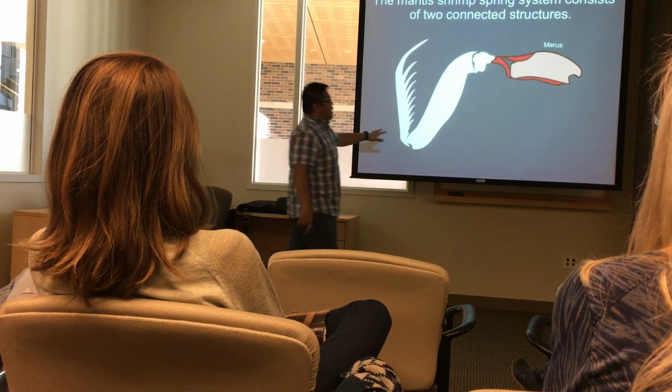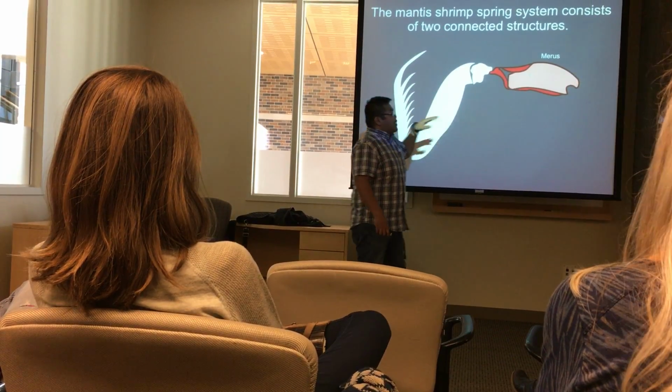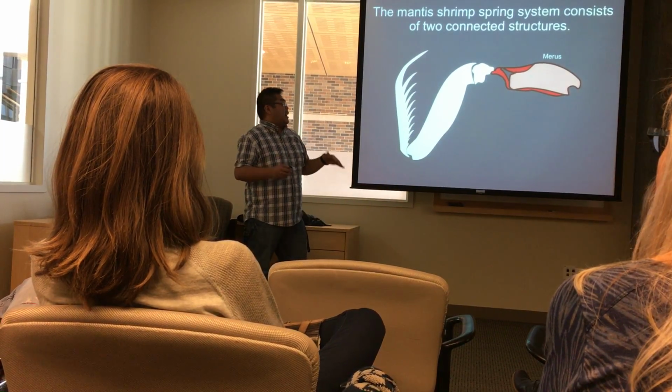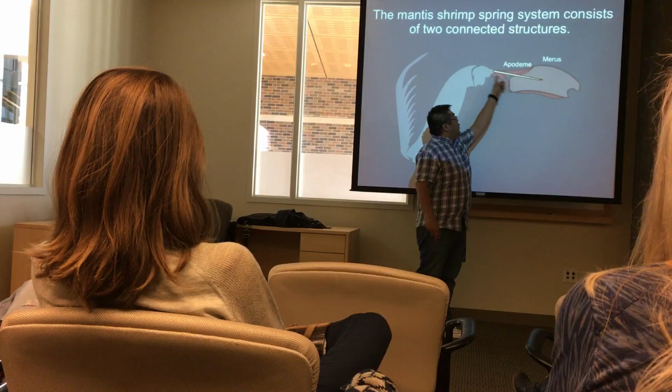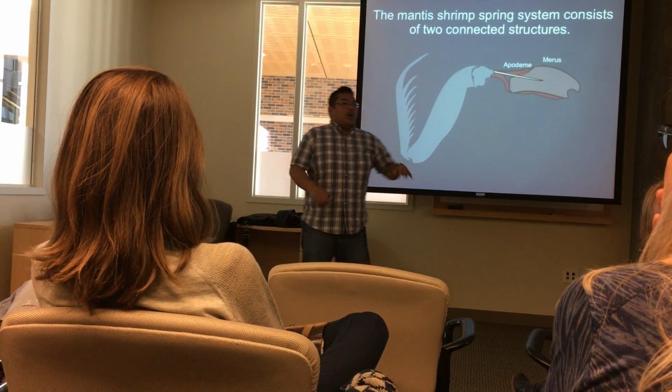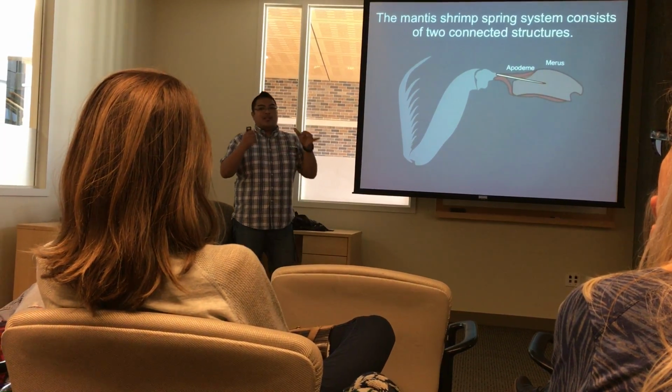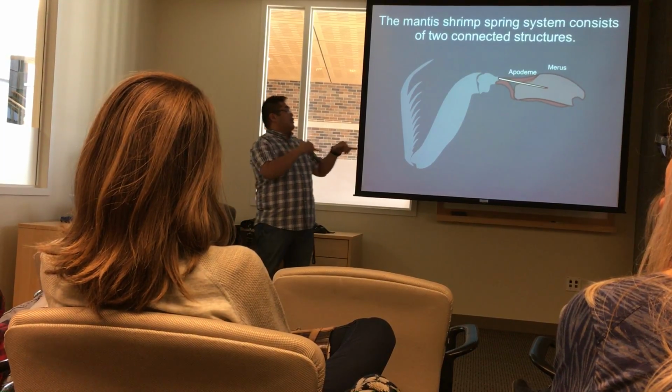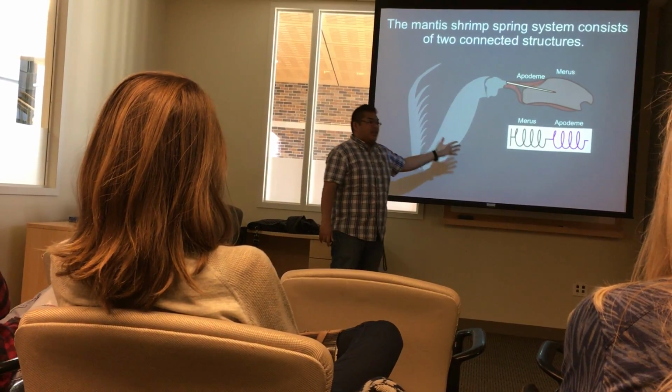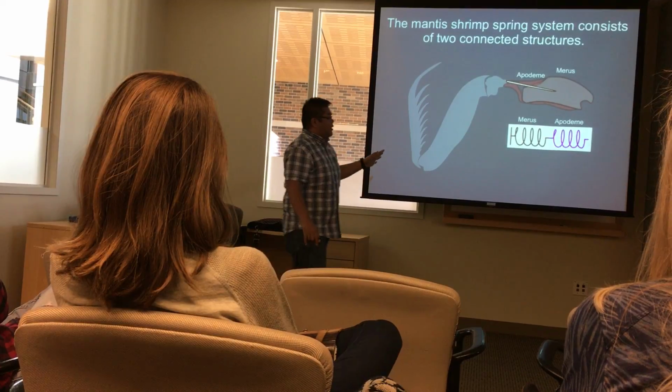Well, we've already seen the maris, right? But internal to the maris is a tendon known as the epididyme. It passes through right here. And so the actual mantis shrimp appendage represents a system of 2 connected structures, the maris and the epididyme, which looks something like this. Now I'm going to take a quick little side note.